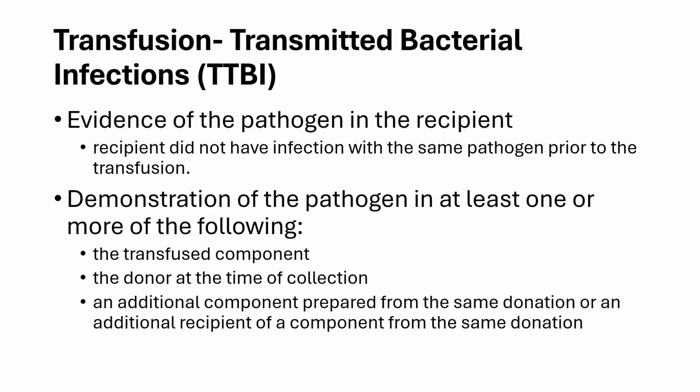For transfusion-transmitted infections, evidence of the pathogen must be found in the recipient. The recipient must not have had an infection with the same pathogen prior to transfusion. And the pathogen must be demonstrated in at least one of the following: the transfused blood component, the donor at the time of collection, an additional component prepared from the same donation, or an additional recipient of a component from the same donation.